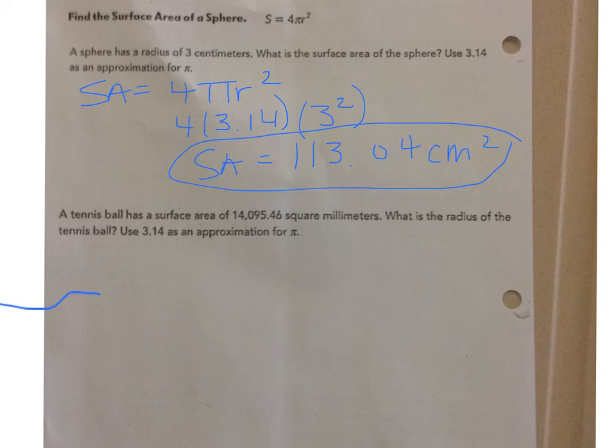All right, a tennis ball has a surface area of this. What is the radius? So this one you have to work backwards. We've done about 10 of these now in all the problems we've been doing. So I'm going to turn it off for a minute and have you try this one on your own, and then we'll go over it.